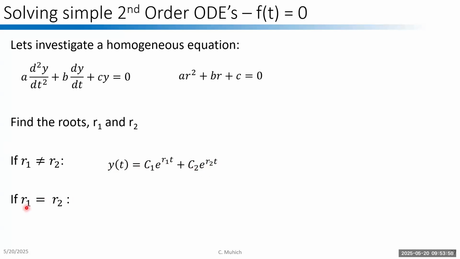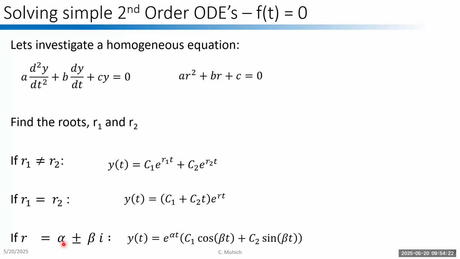I can also have a double root where R1 equals R2. This gives me this final functional form of C1 plus C2 times T times e to the RT. Or I can have a complex root where R equals some alpha plus or minus beta I. And when this is the case, my solution follows the form of y of t equals e to the alpha t times c1 cosine beta t plus c2 sine beta t.